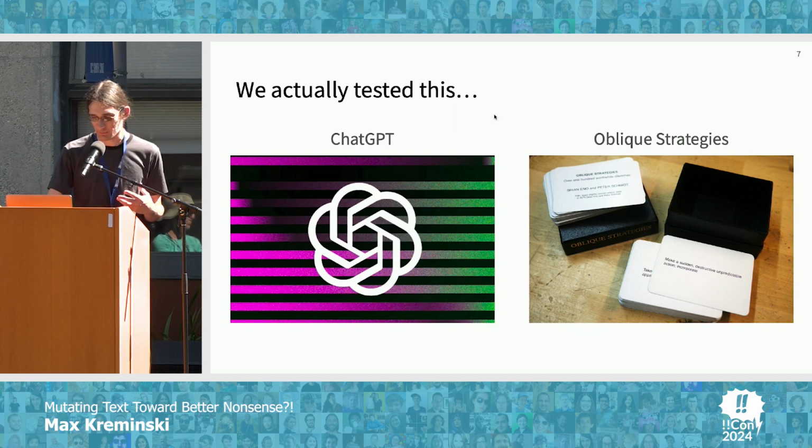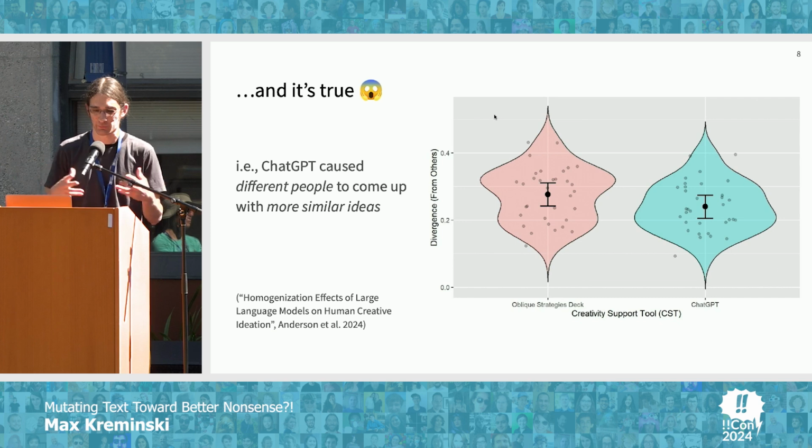And we found that ChatGPT actually causes different people to come up with more similar ideas to one another. So it causes this homogenization effect and is not really helping people get outside of their predefined ways of thinking about things in the way that we would hope that good nonsense really would.